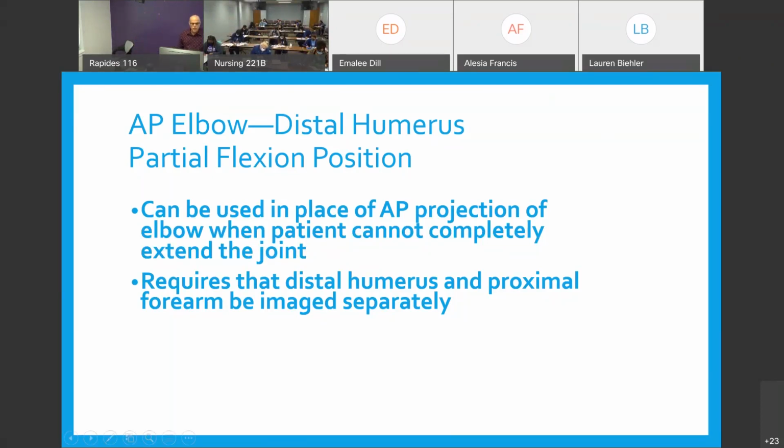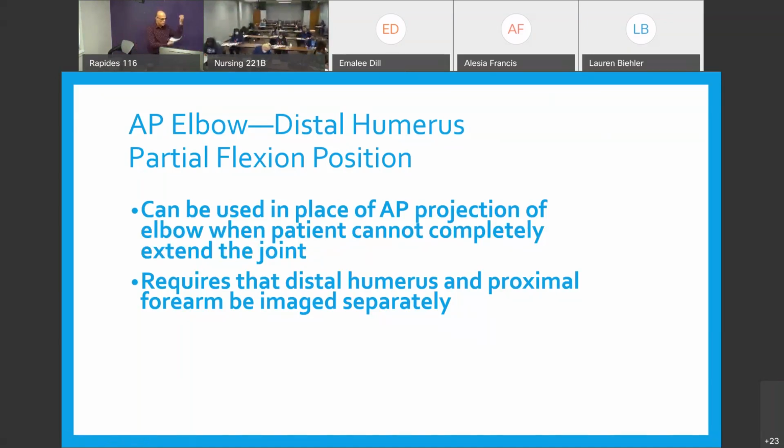Okay, so it says, can be used in place of an AP projection of the elbow when the patient cannot completely extend the joint. Remember, they come in like this. So we're not going to say, oh no, we got to straighten your arm out to get an AP. We're going to work with it, right? We're going to do our distal lateral humerus. We're going to do our transthoracic for the proximal. Now all we have to do is the AP elbow, and it's this and this.